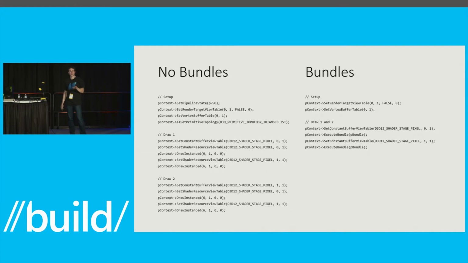So this is what it looks like using bundles versus no bundles. On the left, the same code as before. It's a setup, drawing two objects explicitly. On the right, simplified setup, because some of it's recorded in the bundle. Then the constant buffers are set, bundle is executed. A different set of constant buffers are set, and the bundle is executed. So the total number of CPU calls to the API is dramatically reduced, but the GPU is executing the same sequence of commands. And that's how we get our CPU efficiency.